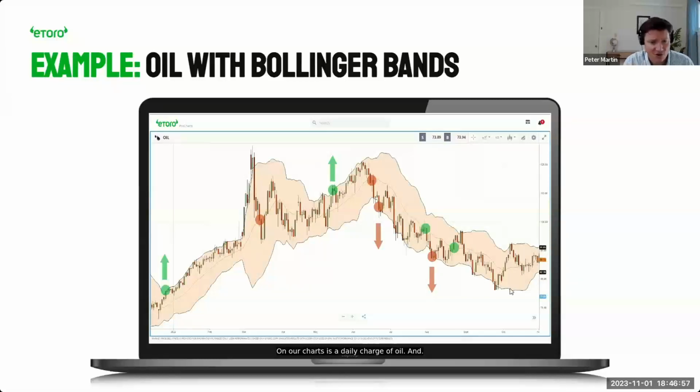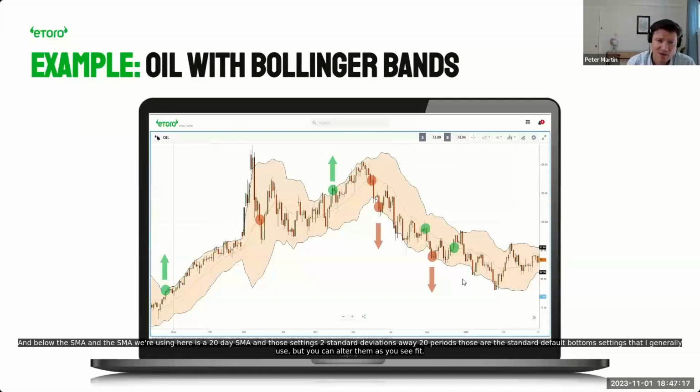So here's an example of Bollinger Bands on a chart. There's a daily chart of oil, and we put on some Bollinger Bands with 2 standard deviations as being the setting for how far away those bands are going to be above and below the SMA. And the SMA we're using here is a 20-day SMA. Those settings, 2 standard deviations away, 20 periods, are the standard default Bollinger Band settings that are generally used, but you can alter them as you see fit.